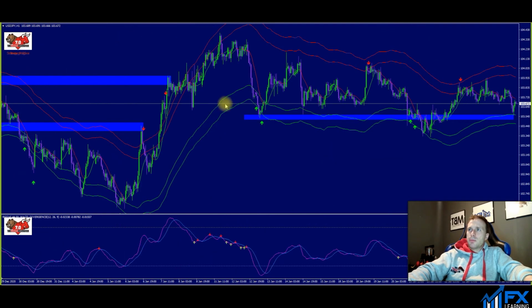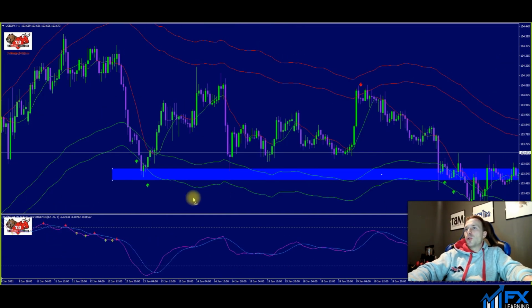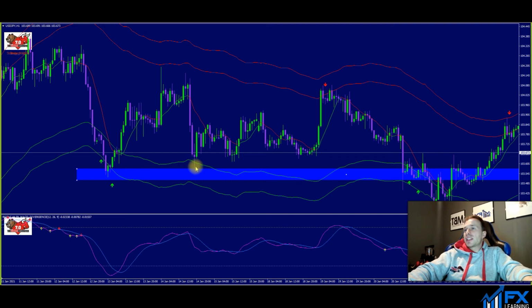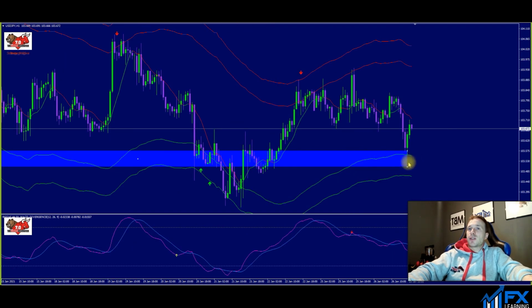Okay, hold on, let me bring it here. I'll just make this a little bit bigger so you can actually see. Okay, so let's go back to this setup here. We've got a nice little support. Price came back down to this area. Nice bit of rejection there. Price comes back up. Okay, and again, price comes back down to this level.